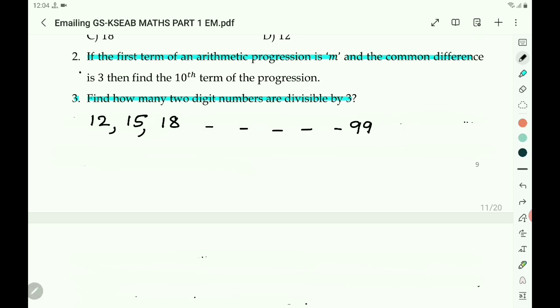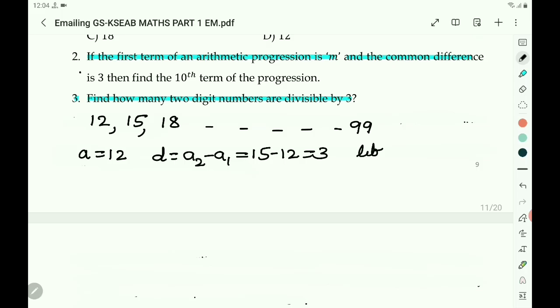What you have to find out is how many 2-digit numbers are divisible by 3. How many means n, we have to find out. Now you take the first one as the first term and the last one as the last term, that is the nth term. Then a equals 12. Then d equals a2 minus a1, the second term minus the first term, which is 15 minus 12, equal to 3.